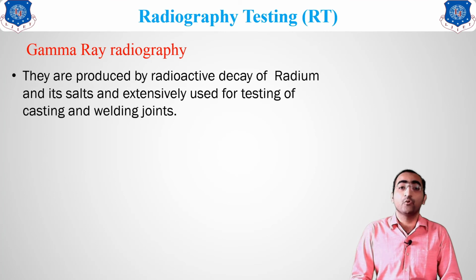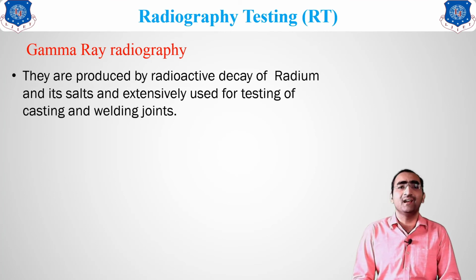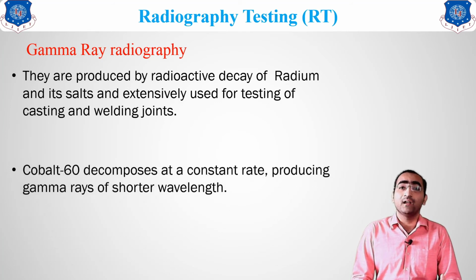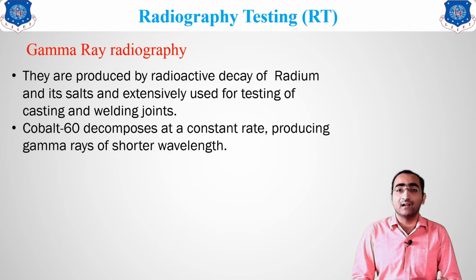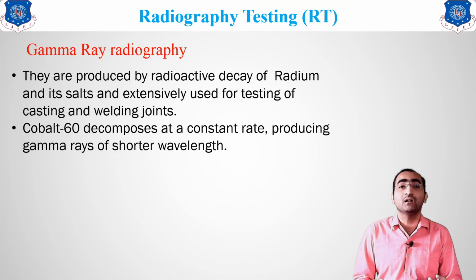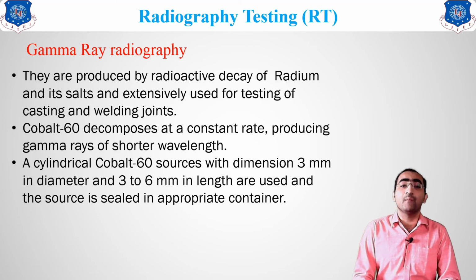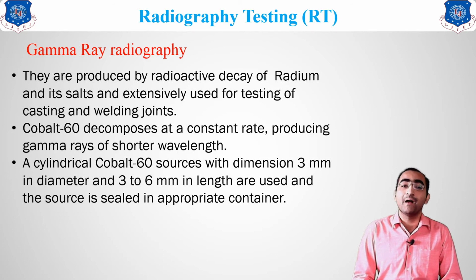How are gamma rays produced? They are produced by the radioactive decay of a material. Majorly radium is taken, and surrounding the radium or radioactive sample, we place the specimen which is to be tested. Cobalt 60 decomposes at a very constant rate, producing a shorter wavelength. A cylinder cobalt 60 source with dimensions 3 mm in diameter and 3 to 6 in length is used to seal that particular cobalt 60.